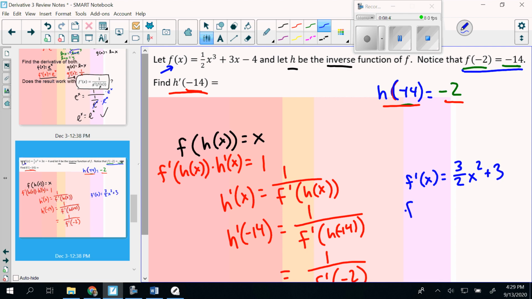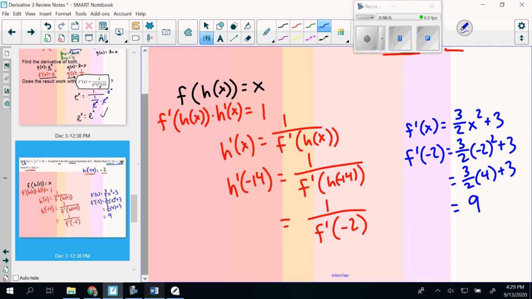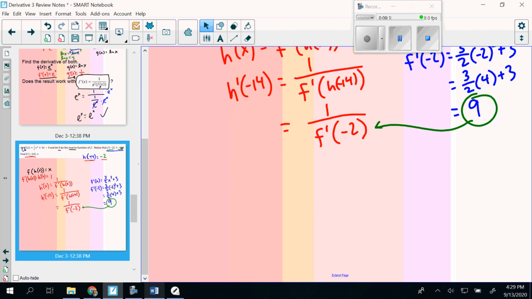What's that going to be at -2? I'll plug in -2 and we should be able to find that. -2 squared is 4. 3 times 4 is 12, divided by 2 would be 6. 6 plus 3 is 9. And so that should be 9. Now just take that result, plug it in for here, and we got the final answer. And so it looks like our final answer on this one comes out to equal 1/9. That is an example of an inverse problem you may see on the AP test.